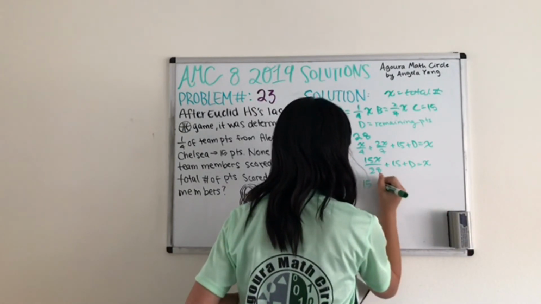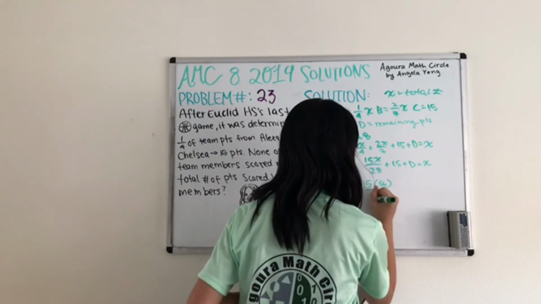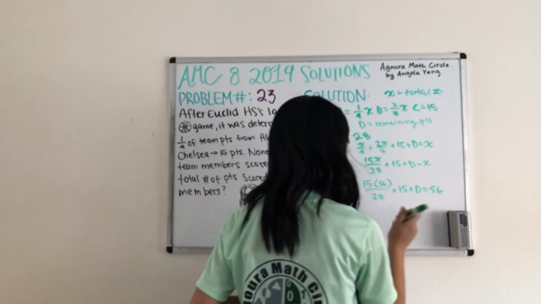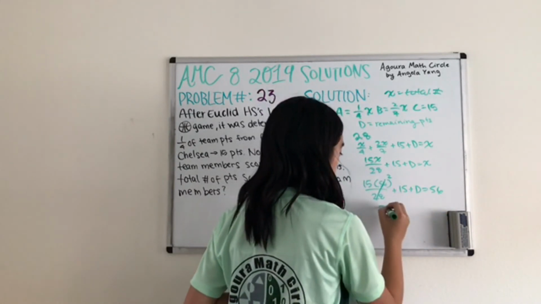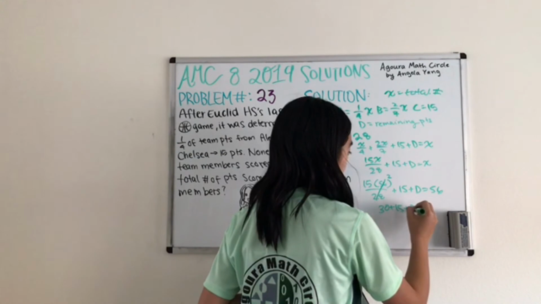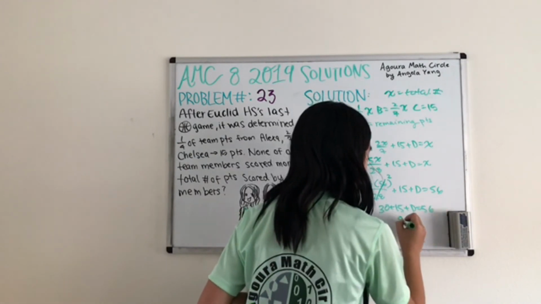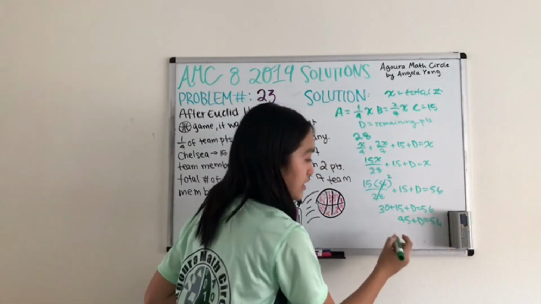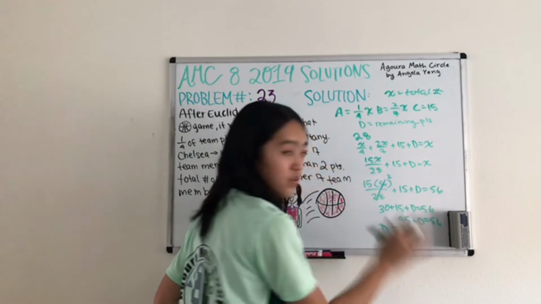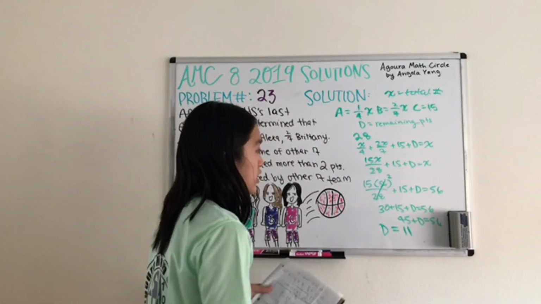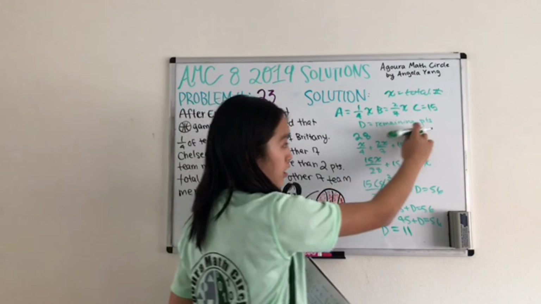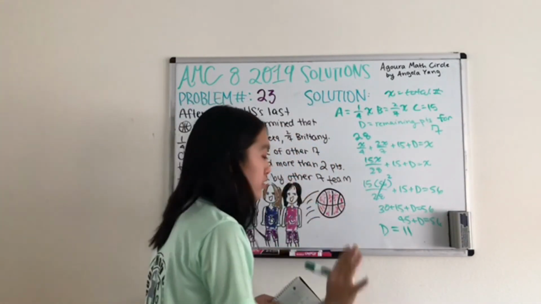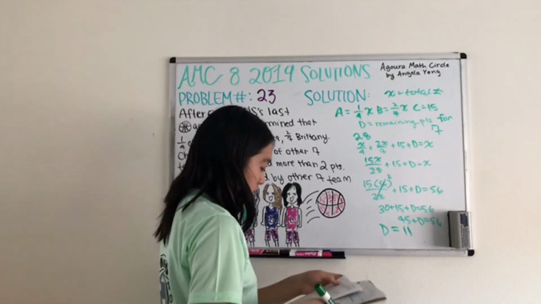So we'll try the next multiple of 28, which is 56. If we try 56, we have 15 times 56 over 28 plus 15 plus d all equals 56. So we can cancel this out to 30 plus 15 plus d equals 56. So 45 plus d equals 56. And if we calculate this, we get that d equals 11, since 56 minus 45 equals 11. Which would mean that the remaining 17 members scored a total of 11 points, which would give us the answer of letter B.